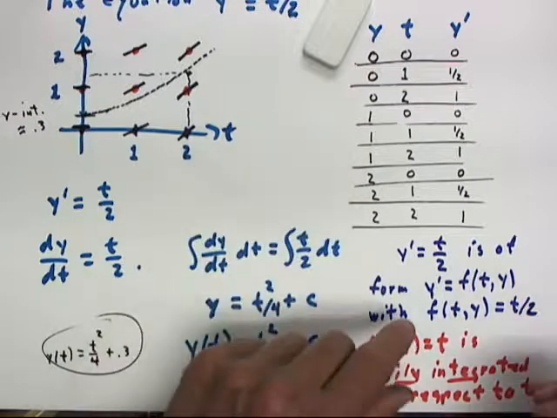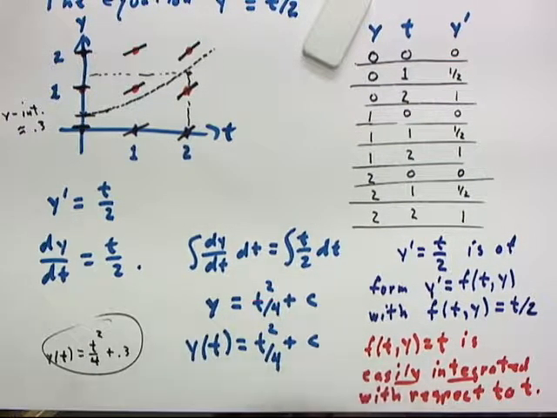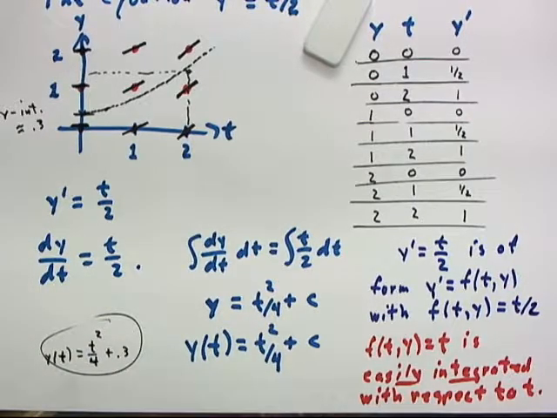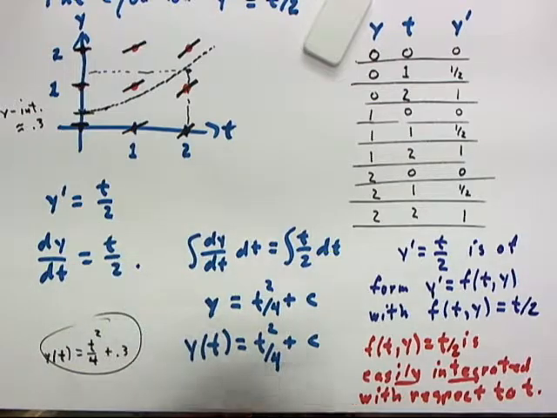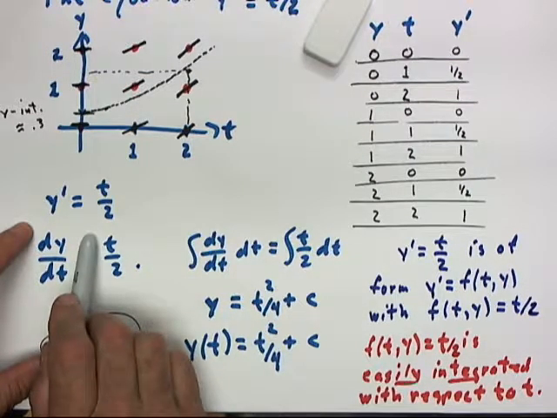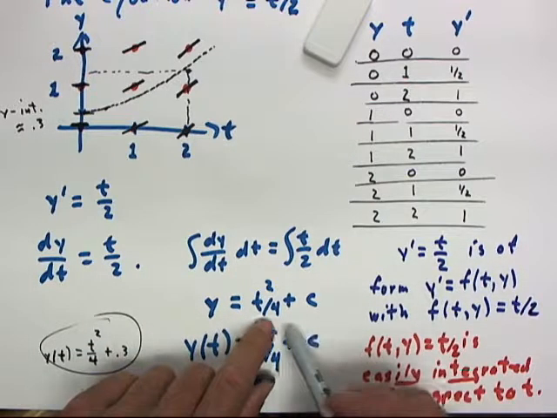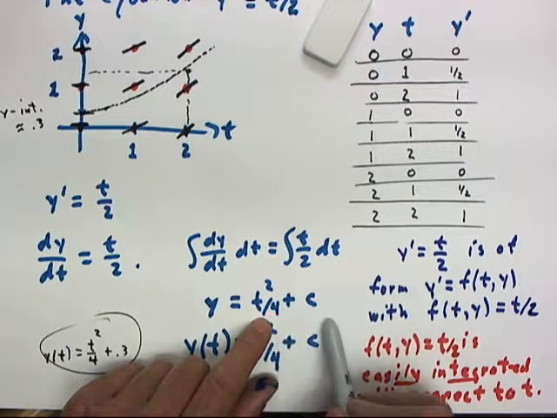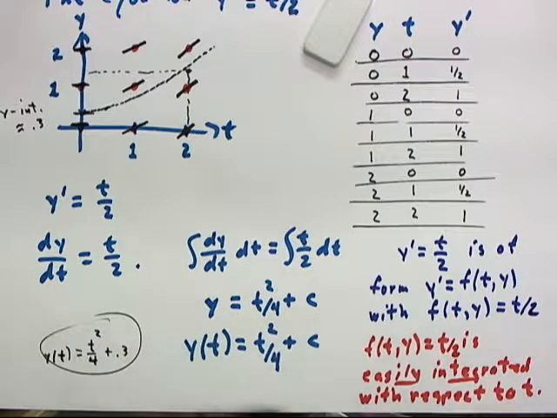Okay, so again, this is the form f of t, y, with f of t, y equals t over 2. And the point is that this function is very easy to integrate. Remember, in solving over here, we simply integrated both sides of the function, and we easily got the expression for the integral of the right-hand side. So f of t, y equals t over 2 is easily integrated. This makes the equation easily solved.